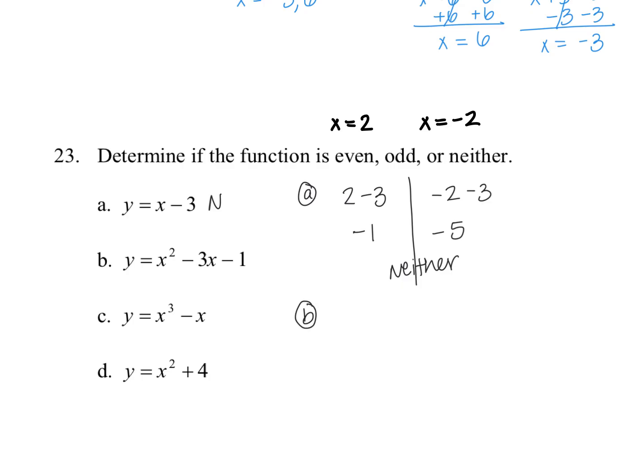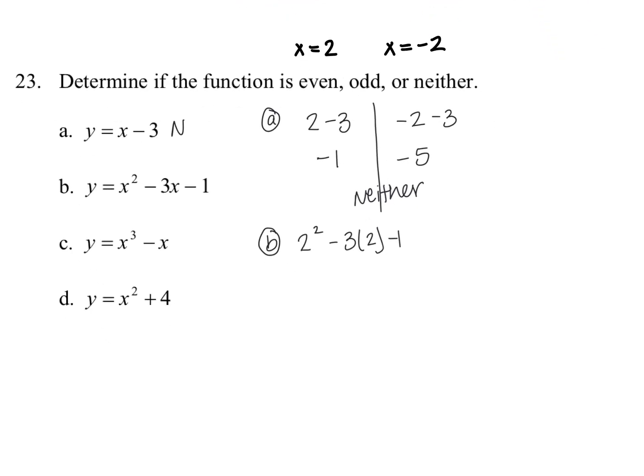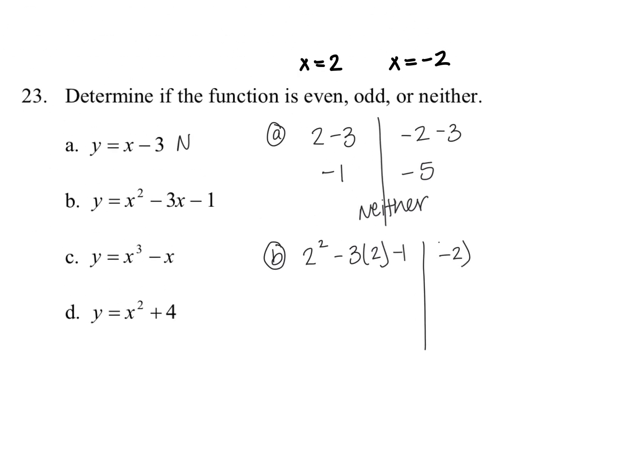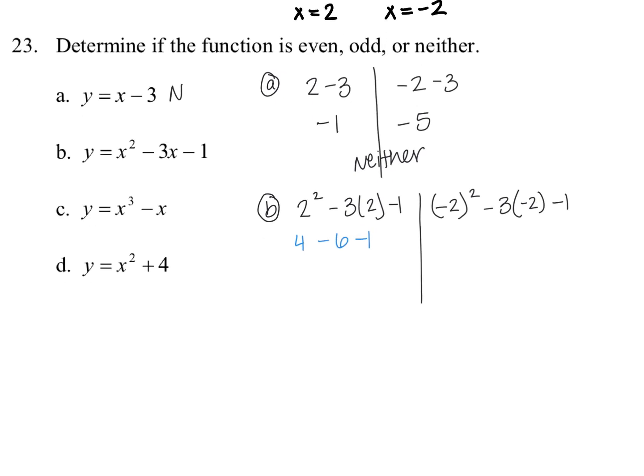All right, going ahead and doing B, same thing, plugging it in. 2 squared minus 3 times 2 minus 1. And then going ahead and doing the same thing, but with a -2. So -2, keep it in parentheses, squared minus 3 times -2 minus 1. 2 squared is going to give me a 4. -3 times 2 is going to give me a -6 minus 1. I'm going to end up with 4 minus 7. And then once you subtract that, you're going to end up with a -3.